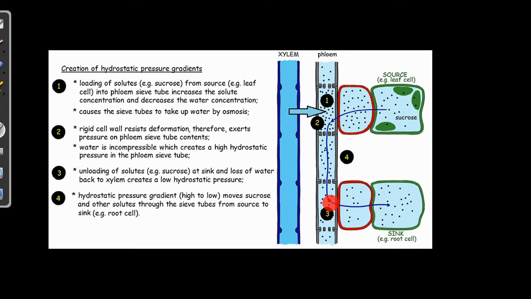Along with the water, the sucrose has moved down. Now to maintain this pressure, unloading will take place in the root cell. We want to unload the sucrose which was carried through this phloem. So unloading of the solutes, that is sucrose at the sink, and loss of water back to the xylem will create a low hydrostatic pressure there. The hydrostatic pressure gradient from high to low moves sucrose and other solutes through the sieve tube from the source to the sink.